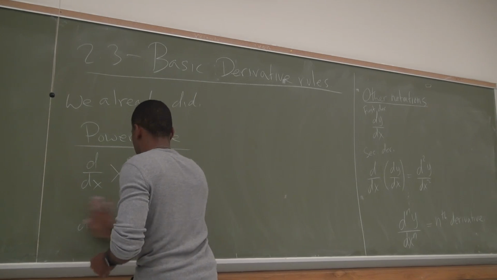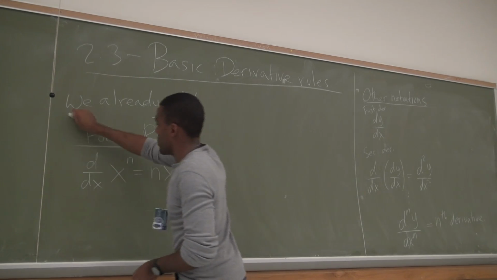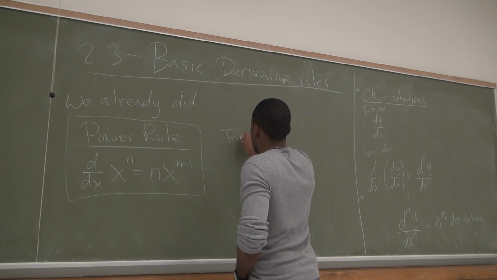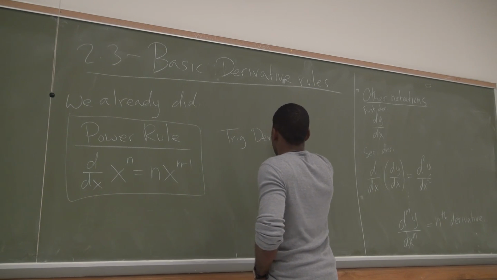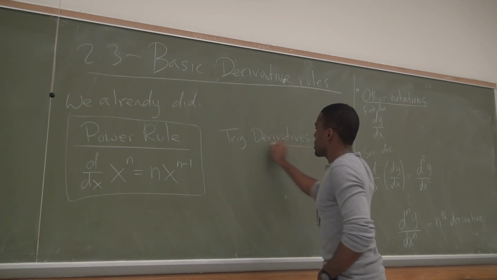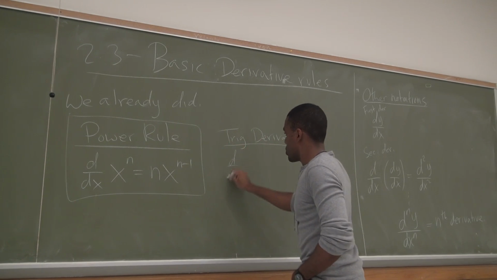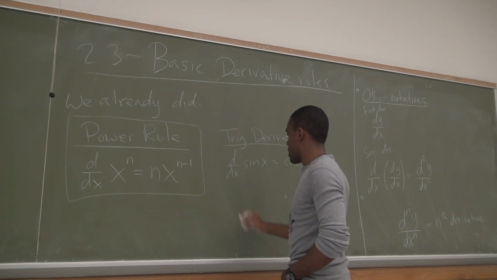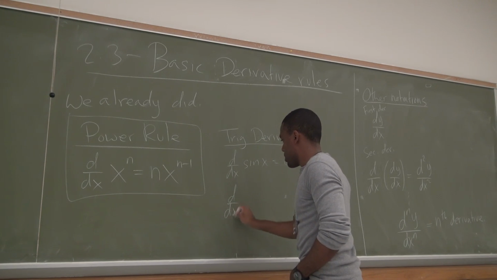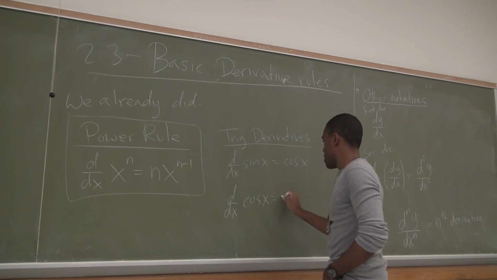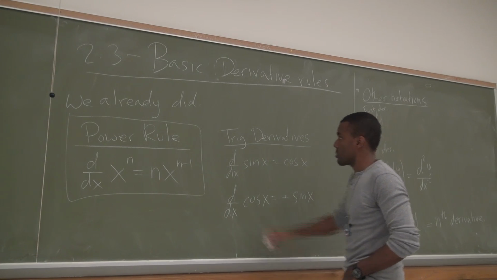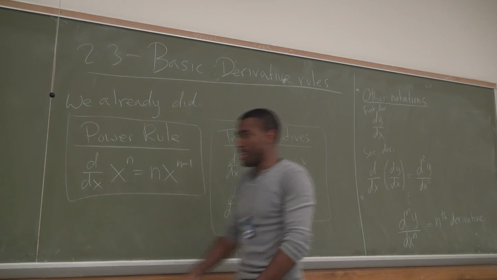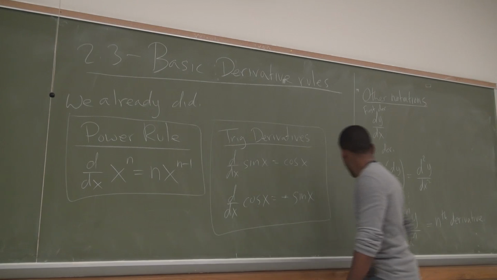Maybe I should write that stuff. What's the power rule? So we did some trig derivatives. We're going to cover the other ones as well. The derivative of sine is cosine x. The derivative of cosine x is minus sine x. Yes, you should have these memorized, and you're going to have to memorize a whole lot more, but for now, that's that.